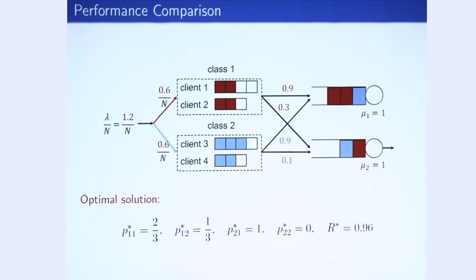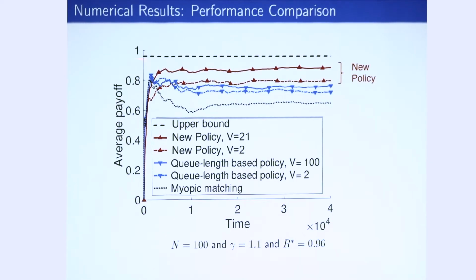Let me show you a performance comparison using numerical experiments based on our running example. Here, this is the Oracle upper bound, and our policy outperforms the queue-based control policy and the myopic matching policy. You can also see that as v gets large, the gap between our policy and the Oracle upper bound becomes small.